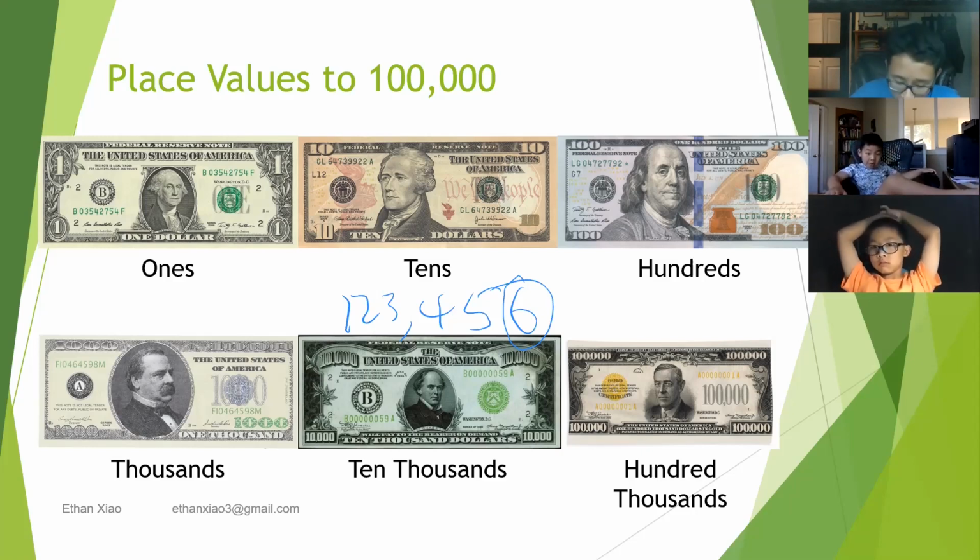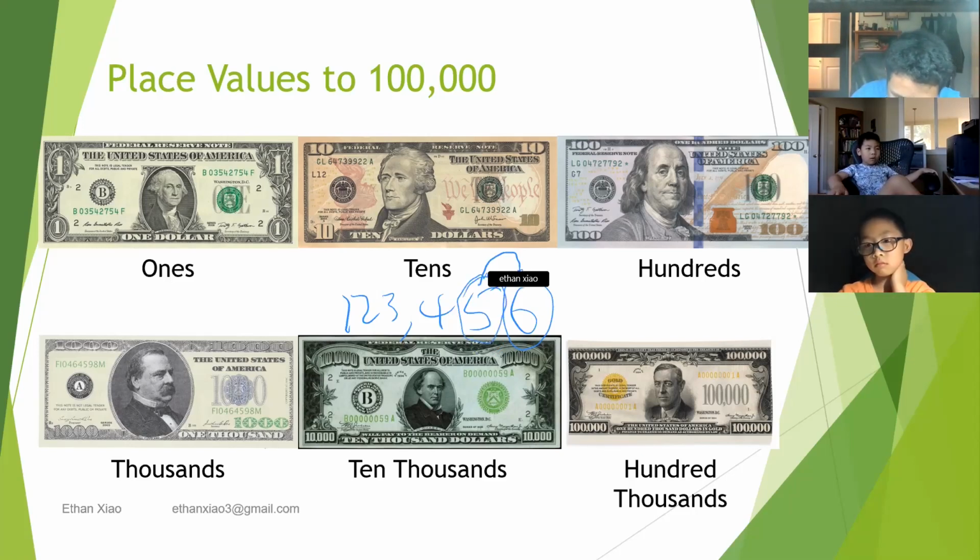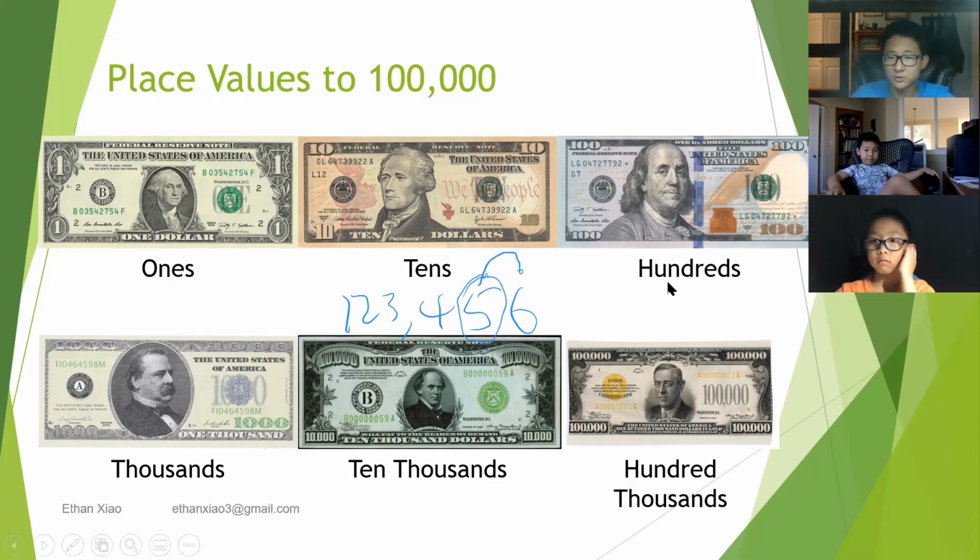Our next place value is tens, which is one space left of the ones digit. Our tens digit is going to be 5 here, because we have a bit more value than the ones digit. And our next digit is the hundreds digit, which is 2 spaces left of the ones digit. Can someone tell me what the hundreds digit is in this number? You can unmute. 400. Yeah, that's correct. The answer is 4 because it's 2 spaces left. 1, 2. It's this number.